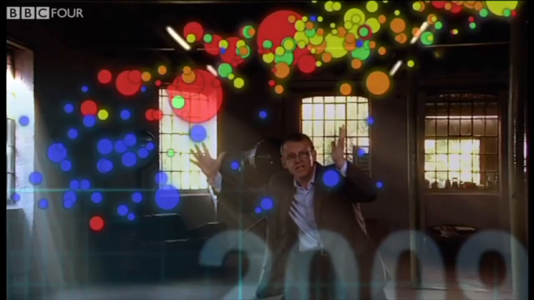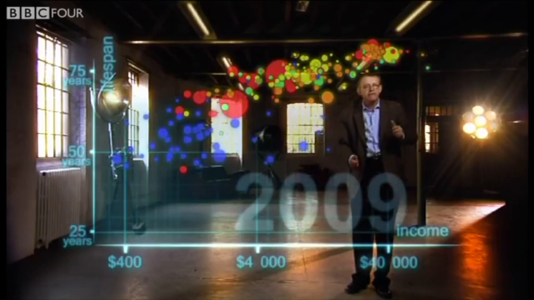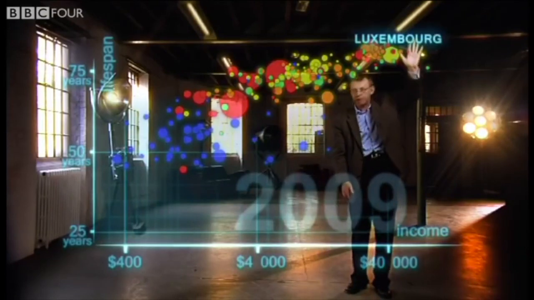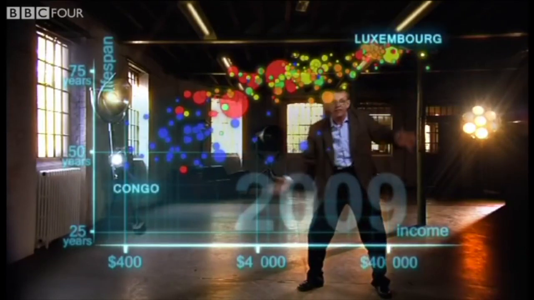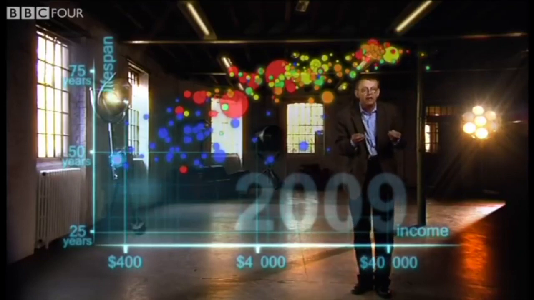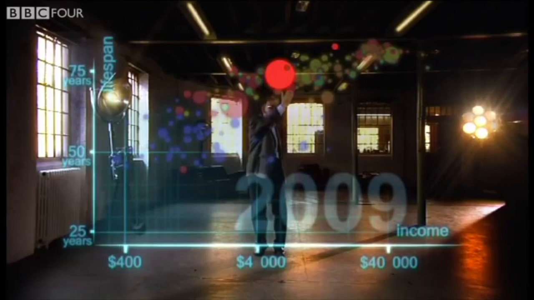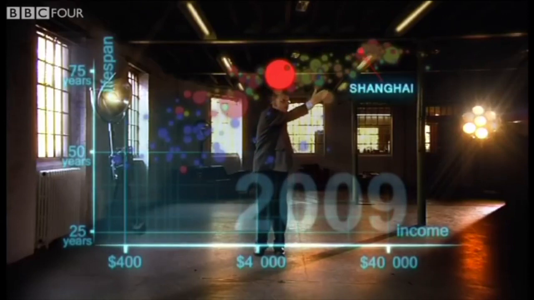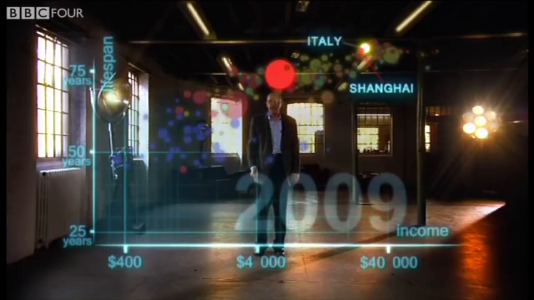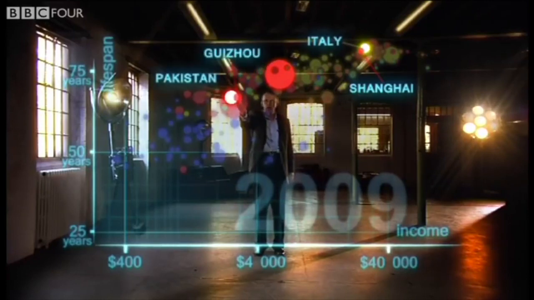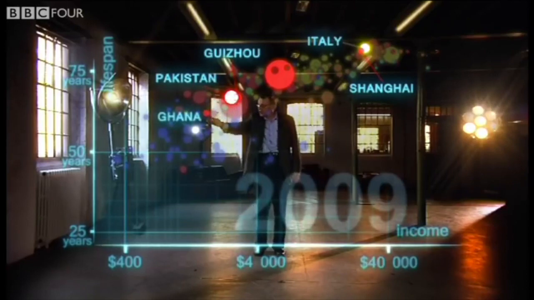Most people today live in the middle, but there are huge differences at the same time between the best of countries and the worst of countries. And there are also huge inequalities within countries. These bubbles show country averages, but I can split them. Take China, I can split it into provinces. There goes Shanghai. It has the same wealth and health as Italy today. And there is the poor inland province Guizhou. It is like Pakistan. And if I split it further, the rural parts are like Ghana in Africa.